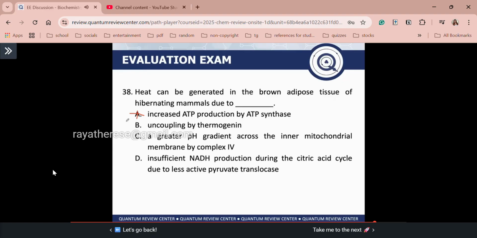Letter C. Sir, I feel letter B is the answer. Class, let's discuss letter C first. A greater pH gradient across the inner mitochondrial membrane by complex 4. Again, class, we are talking about heat generation. The pH gradient is actually under your oxidative phosphorylation, so it is still generation of ATP.